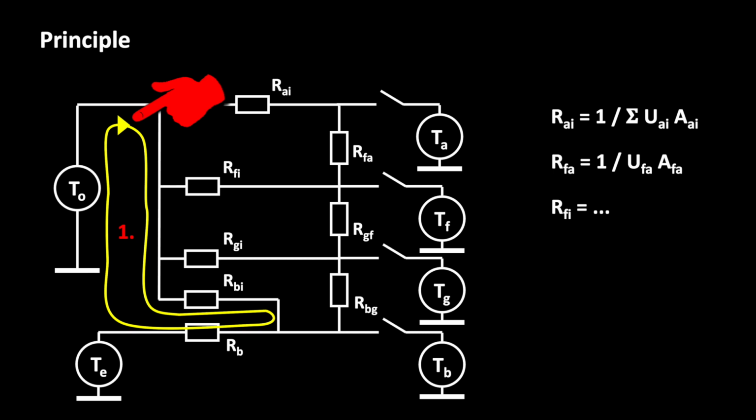I will now show you a robust way to create the mesh impedance matrix. First, mesh currents are drawn as loops into the network in such a way that each resistor and each source is traversed by at least one mesh current. It is also important that we give each loop a direction. We will see why in a moment.